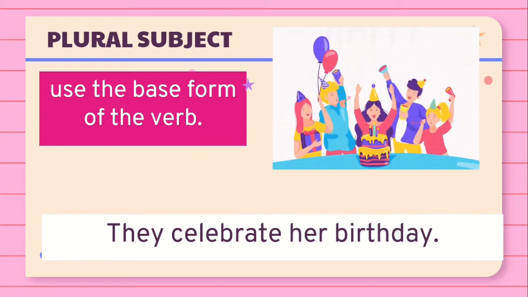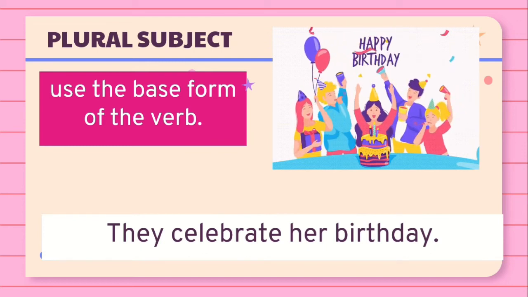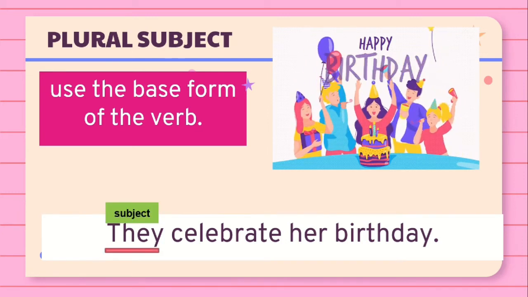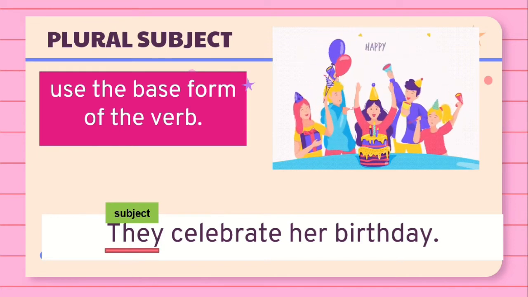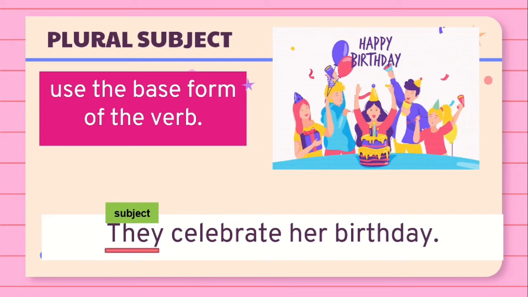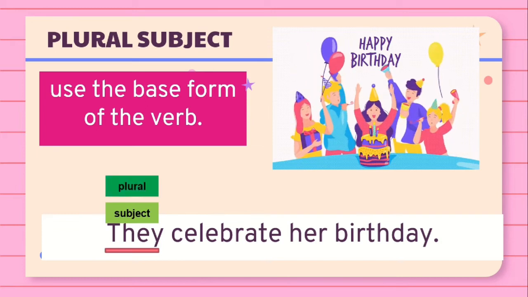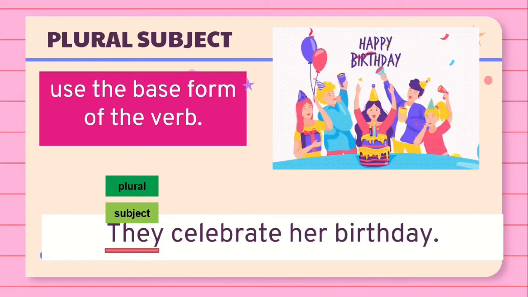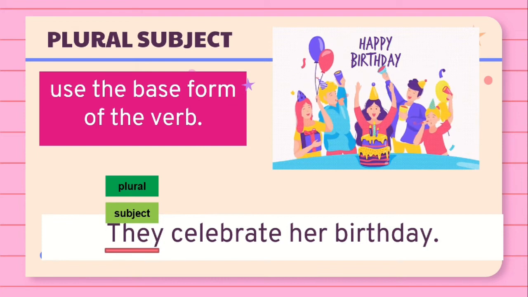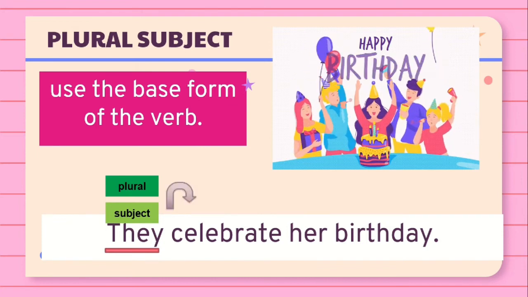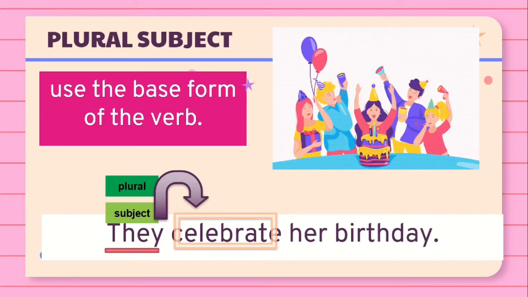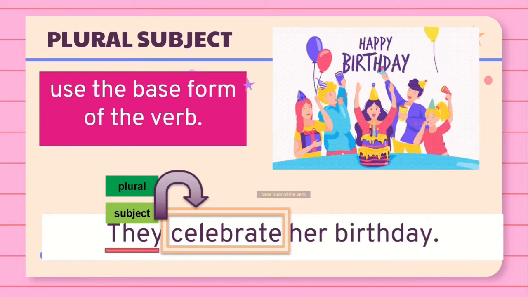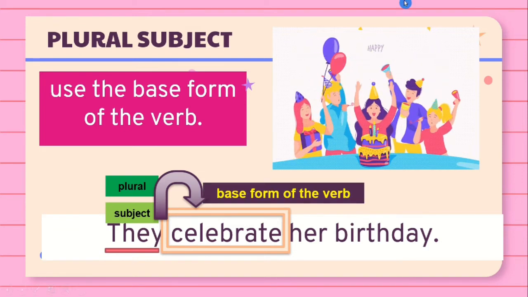They celebrate her birthday. So who celebrate her birthday? So your answer is they. So they is our subject. And since we are not only talking about a single person, then we consider that we have here a plural subject. So take note that if you have a plural subject in your sentence, then your verb should be on its base form. So that's why we only have here celebrate. We do not add S or ES to our verb. So again, it should be on its base form.